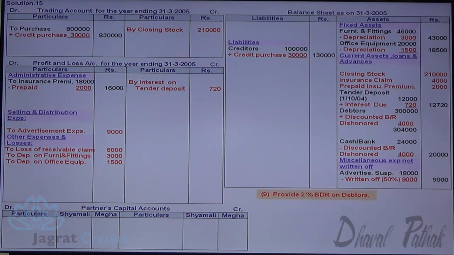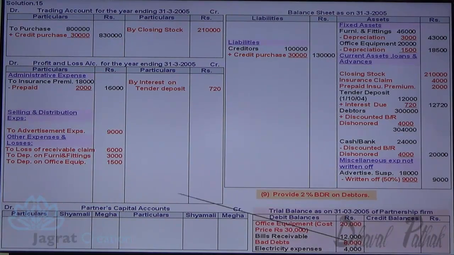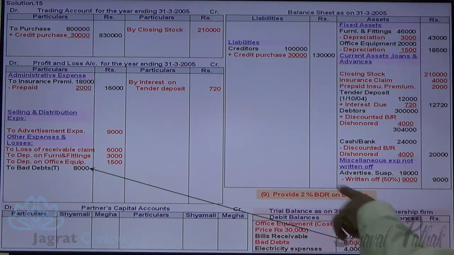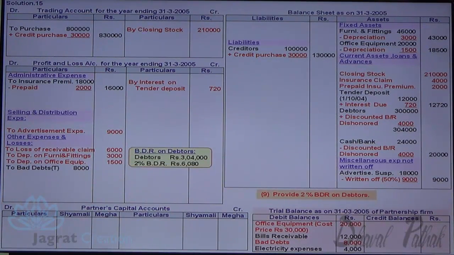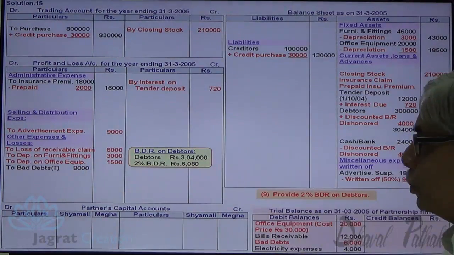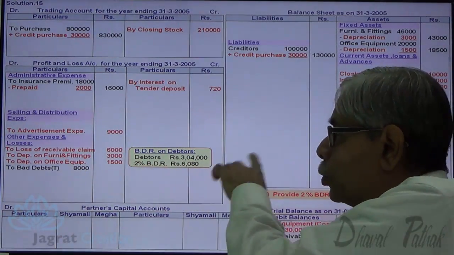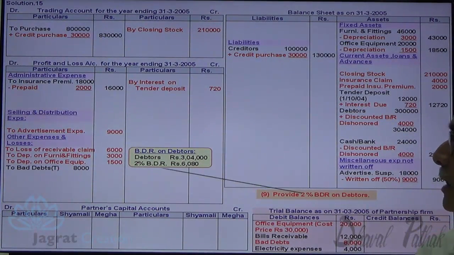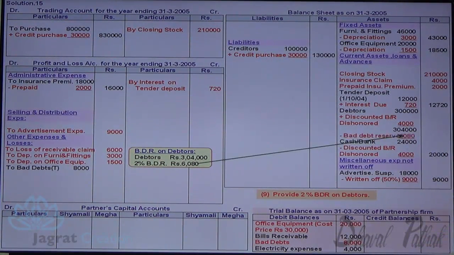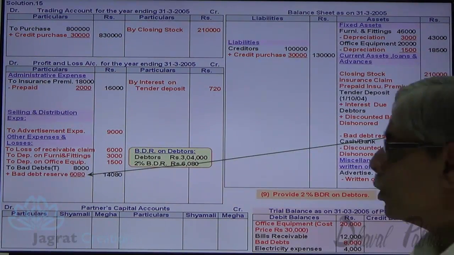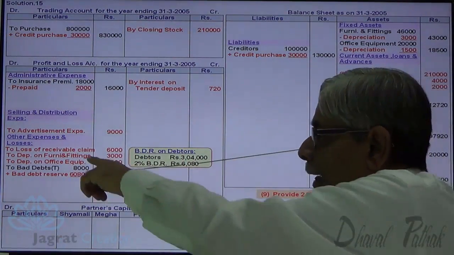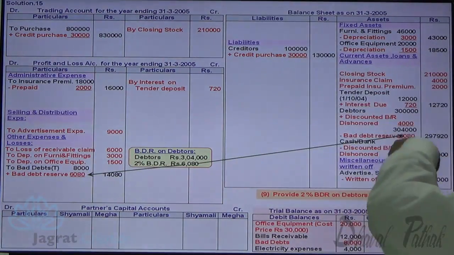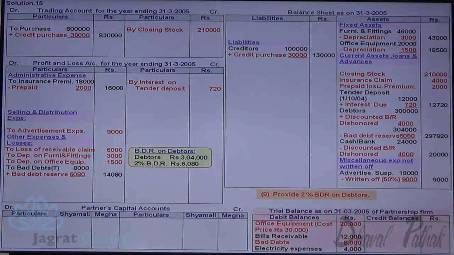Now next adjustment, provide 2% bad debt reserve. So these are the bad debts as per trial balance. Bad debt reserve required on 3,04,000 into 2%. So 3,04,000 into 2%, bad debt reserve required is 6,080. This is debited to profit and loss account and deducted from debtors. So profit and loss account is debited with 8 plus 6, 14,080, and the bad debt reserve is deducted from debtors.